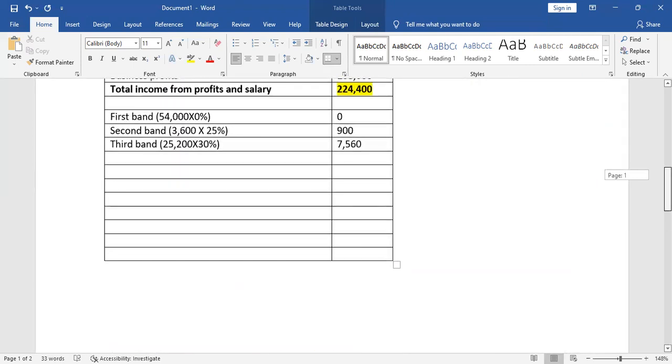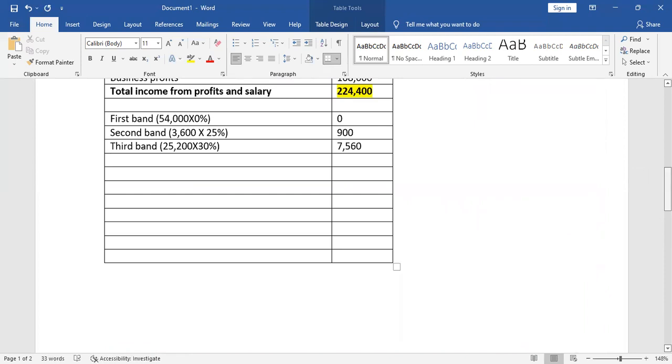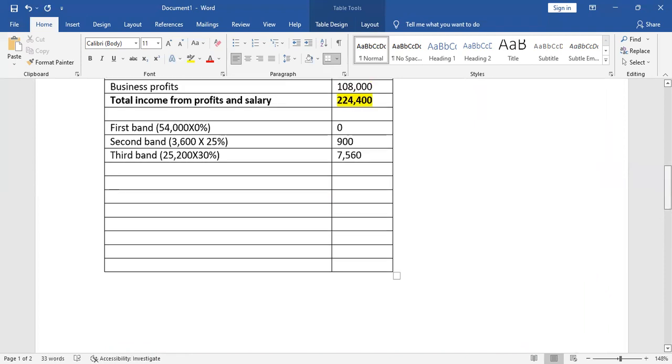Okay, over 82,800. So let's see. Already we've taxed the 54,000 from the 224,400, and we've also taxed the 3,600, and we've taxed the 25,200. So let's see what remains from there. 224,400 minus 54,000 minus 3,600 minus 25,200.